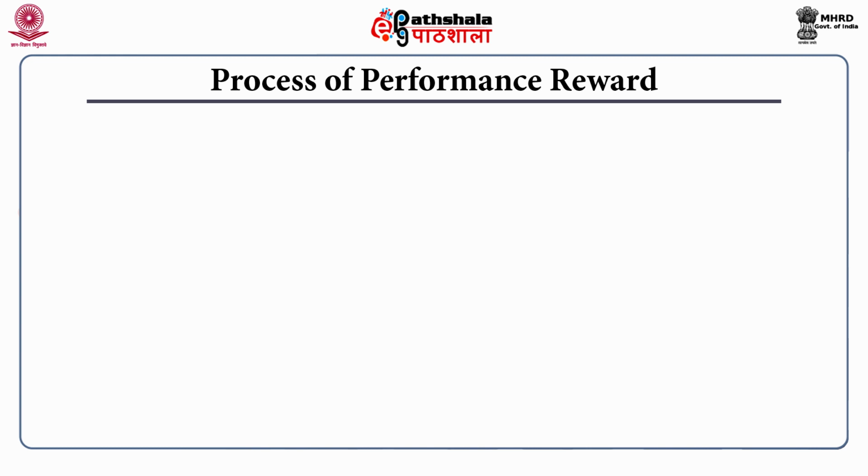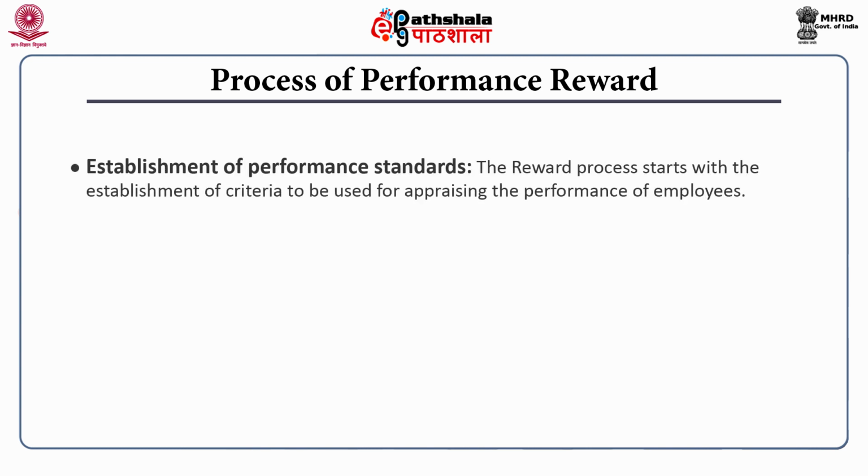Steps involved in a good reward system. First, establishment of performance standards. In this, the reward process starts with the establishment of criteria to be used for appraising the performance of employees. The criteria can be specified with the help of job analysis, which indicates the contents of the job. This criteria must be objective, clear and in writing. It must be discussed with the supervisors so as to ensure that all the important factors have been included and nothing relevant has been missed out.